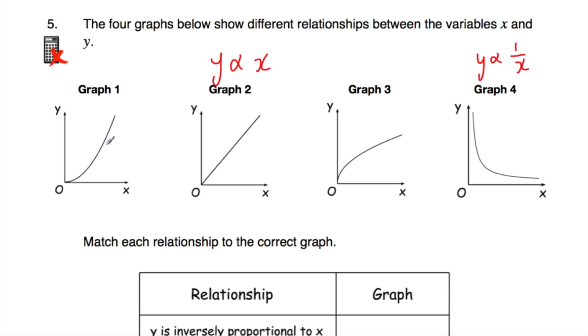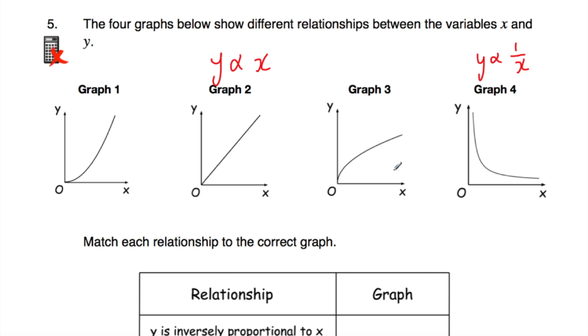And then in terms of this graph, graph 1, it looks like part of a quadratic graph, so it could be that y is directly proportional to x squared. Depending on how steep it is, it could actually be y is directly proportional to x cubed, because the right hand side of that graph would look very similar, a curve going upwards. If it's cubic, it's going to be very steep. If it's quadratic, it's going to be less steep. But the options below will let us know which one it is.